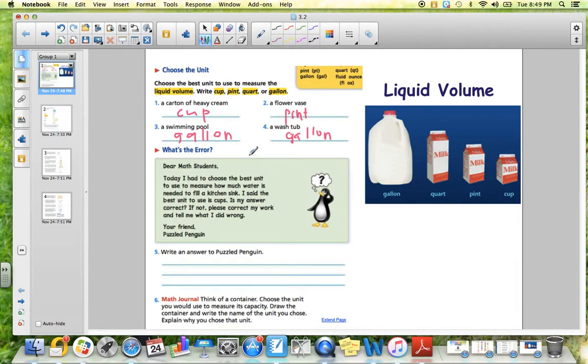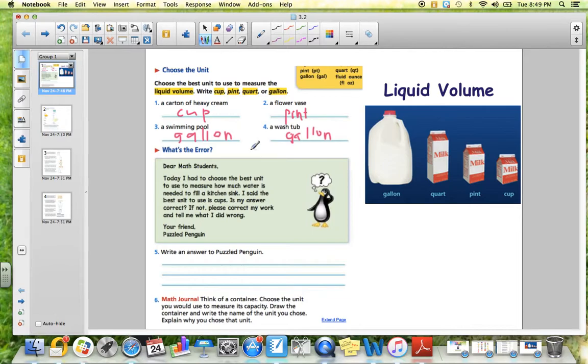Let's go to Puzzled Penguin. I know that's your favorite. So, dear math students, today I had to choose the best unit to use to measure how much water is needed to fill a kitchen sink. I said the best unit to use is cups. Is my answer correct? If not, please correct my work and tell me what I did wrong.